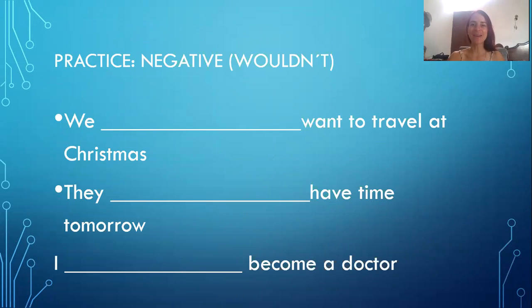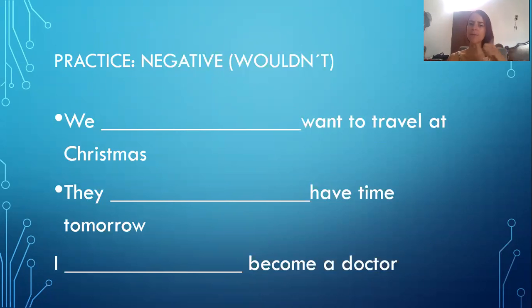And some negatives. We want to travel at Christmas. What's the negative? We would not or wouldn't want to travel at Christmas. 2. They have time tomorrow. Ideas? They would not or they wouldn't have time tomorrow. 3.